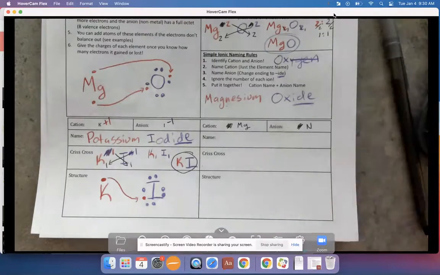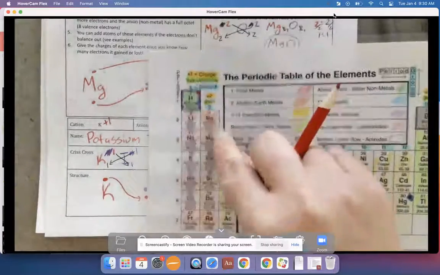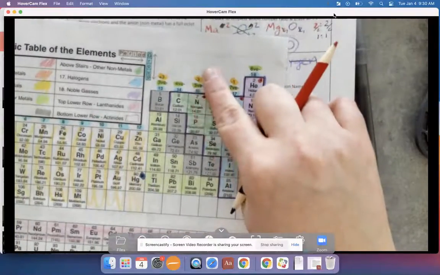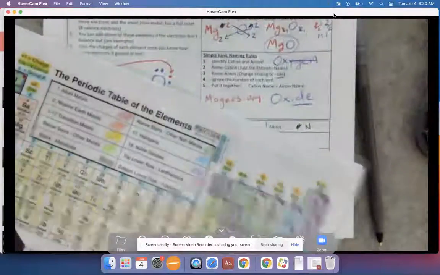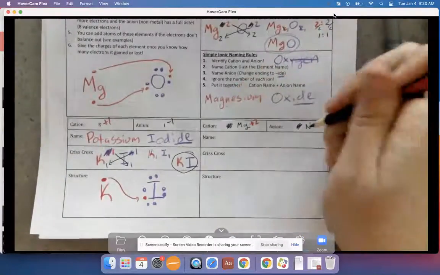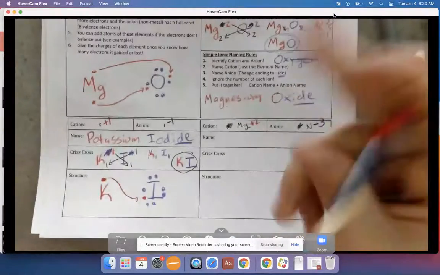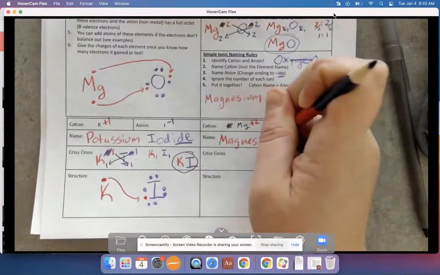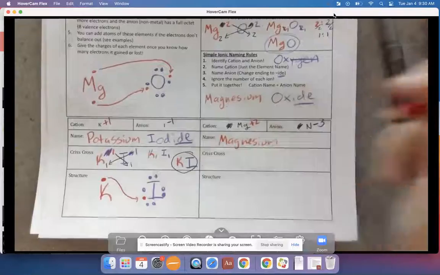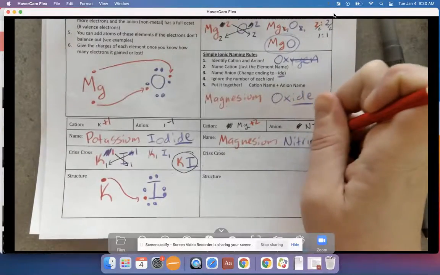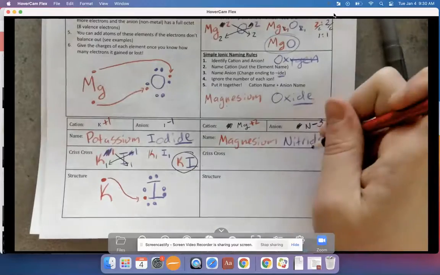Okay, one last example. Mg is plus 2. N is minus 3. So I name this magnesium. Now N is nitrogen, but I have to change the ending to IDE, so I end up with nitride.